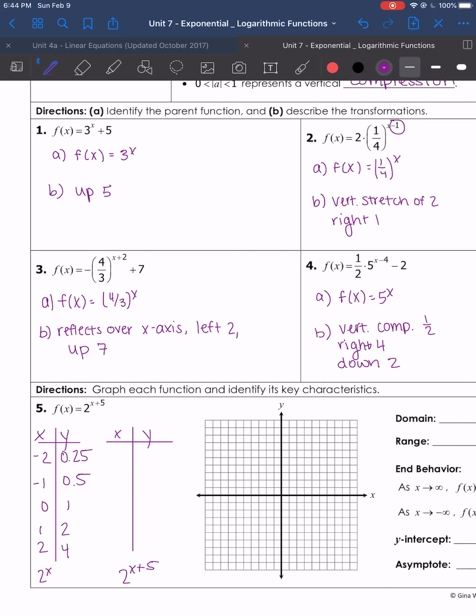If we go back and look at the notes that we just took on the last pages. So now since we're changing the x, we're going to add 5. So our y's won't change. It'll be 0.25, 0.5, 1, 2, and 4. And we are going to move everything left 5. So that means I'm going to subtract 5 from all my x values. -7, -6, -5, -4, and -3. So this one is the one that I want to graph.